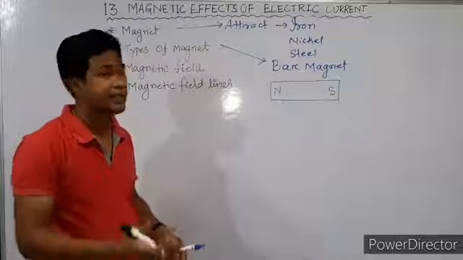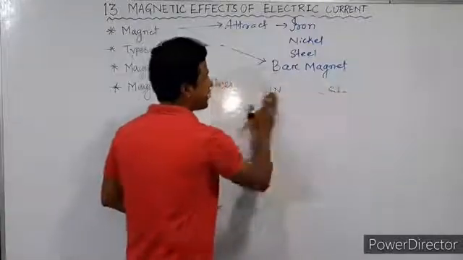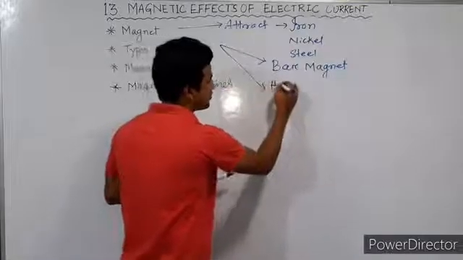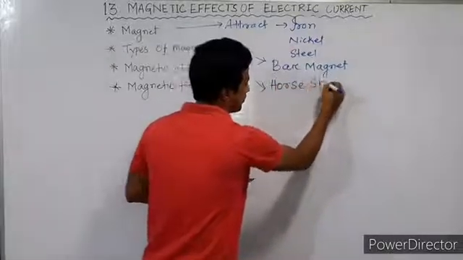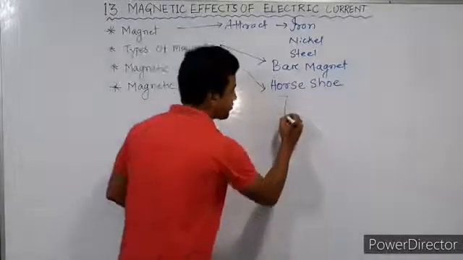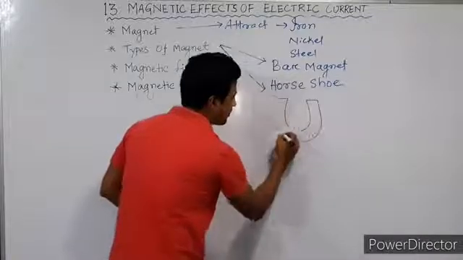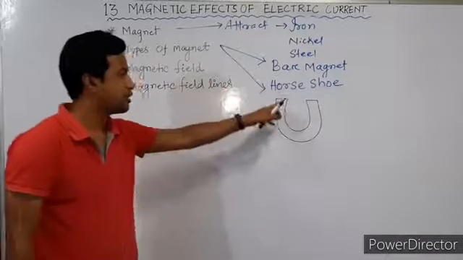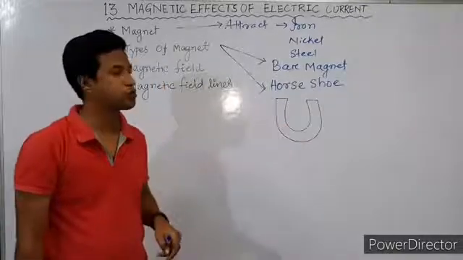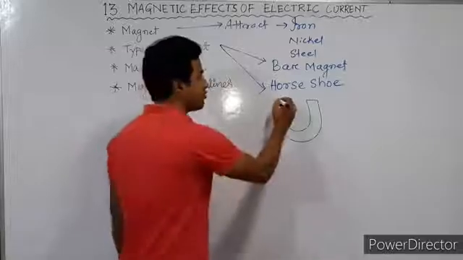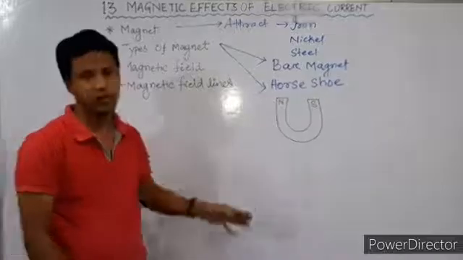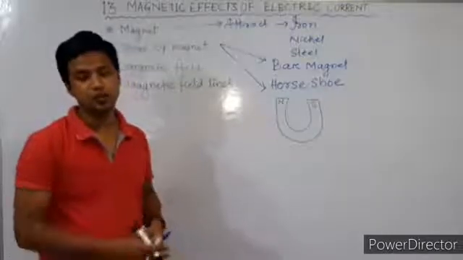Let's find out the second type of magnet. The second type of magnet is called a horseshoe magnet. How does its shape look? Its shape is like a U-shaped magnet, a shoe-like shape. That's why it is called a horseshoe magnet. It also has two poles, one north pole and one south pole.